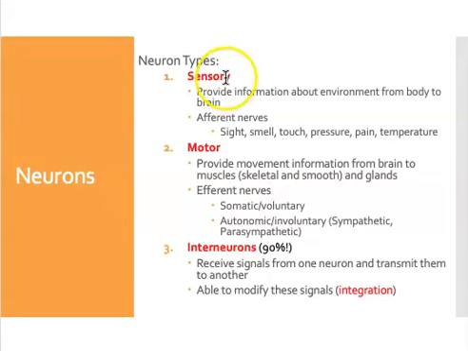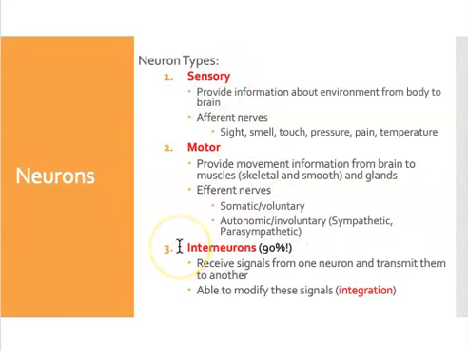Remember, for both sensory neurons and motor neurons, we're talking about some of them being somatic or voluntary and some being autonomic or involuntary. And along the involuntary pathways, some are sympathetic and some are parasympathetic. So they're all motor neurons, but they can fall into different types. Same thing with the sensory neurons.